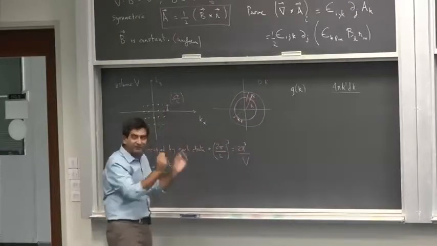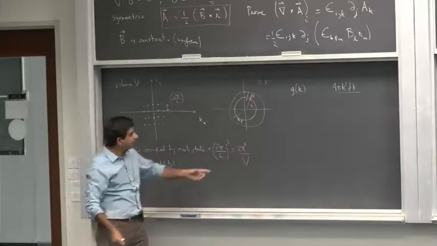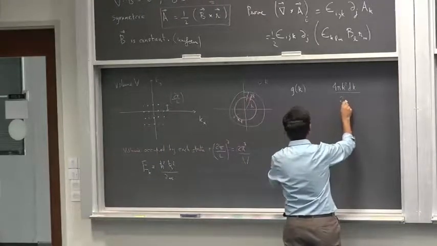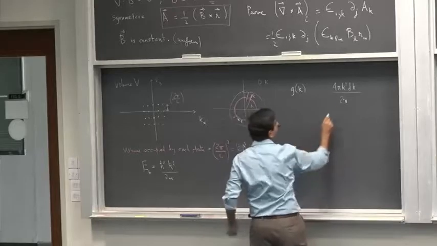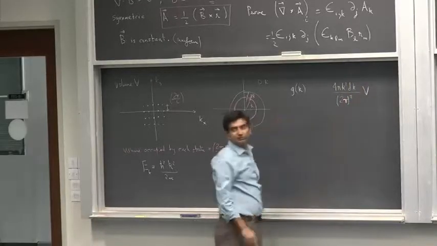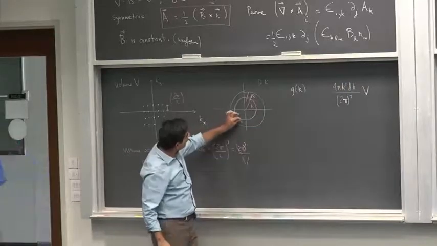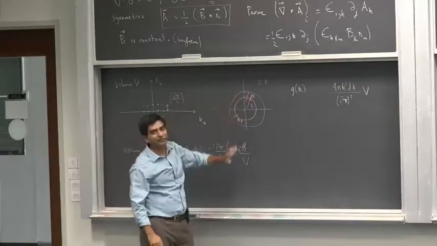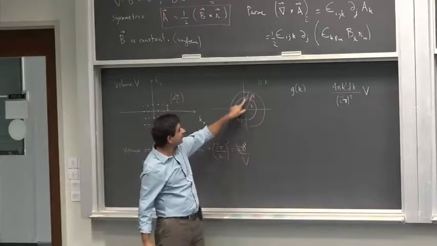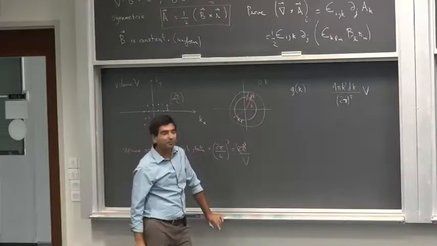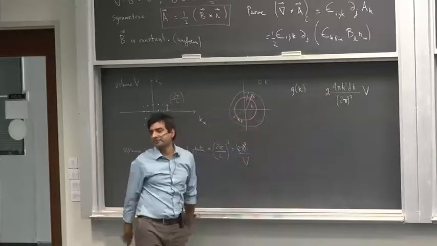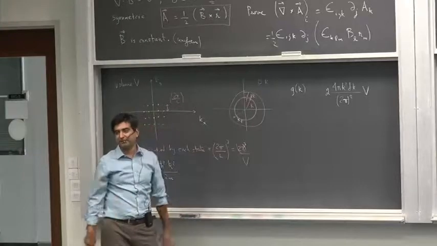This is the total volume available in k space. Each state occupies this volume. So the total number of states is 4 pi k square dk divided by (2 pi)^3, times the volume of the solid. This is the total number of k points available to the electrons inside this shell. And you multiply this by 2 because on each k value there could be 2 electrons with opposite spins. This is the spin degeneracy.